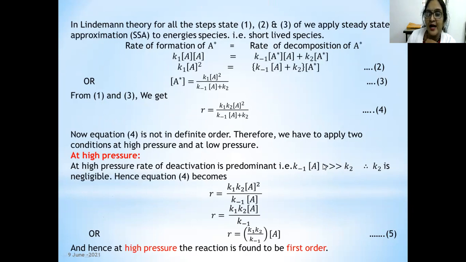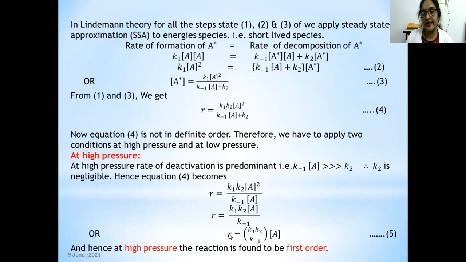So K2 is very, very small, so K2 can be neglected from this equation number 4. So what we get? R at high pressure is equal to K1, K2 as it is, concentration of A square as it is, K2 neglected, K minus 1 into concentration of A. Now friends, you can see here, one A from this square gets cancelled. So what remains? R is equal to K1, K2 into concentration of A divided by K minus 1.